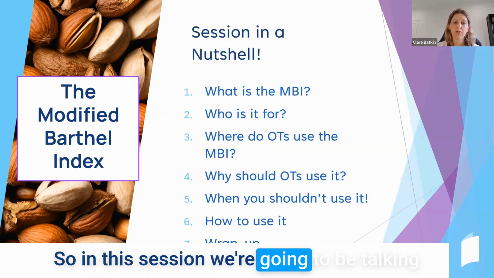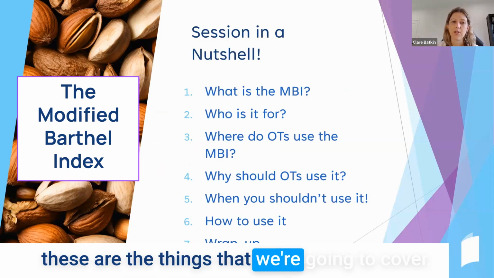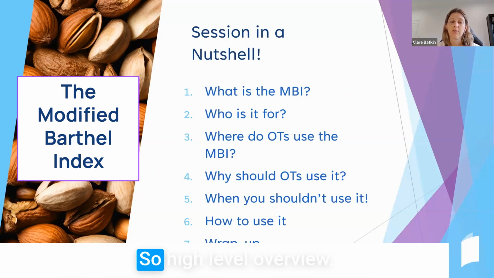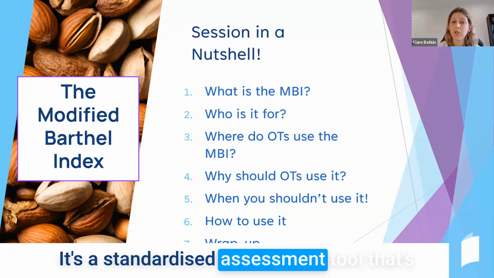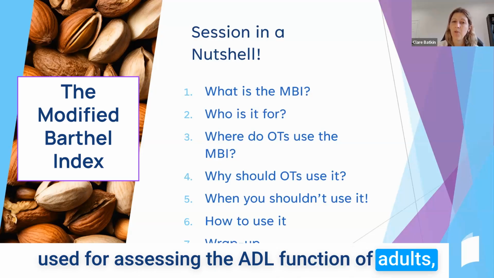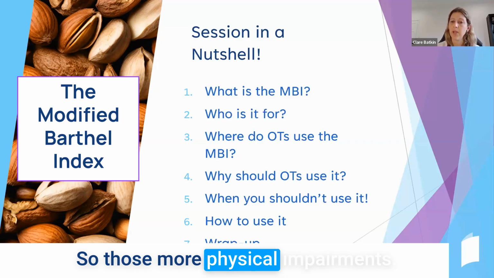So in this session, we're going to be talking about the Modified Barthel Index, or the MBI, and these are the things that we're going to cover. So first of all, we'll cover what is the MBI. High-level overview, it's a standardized assessment tool that's used for assessing the ADL function of adults, primarily with neuro-orthopedic type conditions, so those more physical impairments.